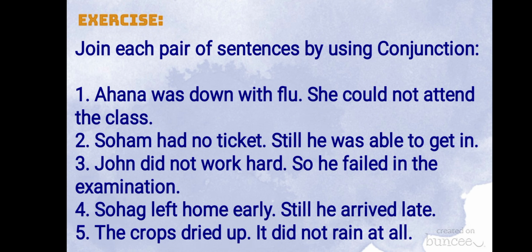Number 2, Shoham had no ticket, still he was able to get in. Number 3, John didn't work hard, so he failed in the examination. Number 4, Sohag left home early, still he arrived late. Number 5, the crops dried up, it did not rain at all. So students, what you have to do? You have to copy these questions in your copy and then you have to join each pair of sentences by using a conjunction.